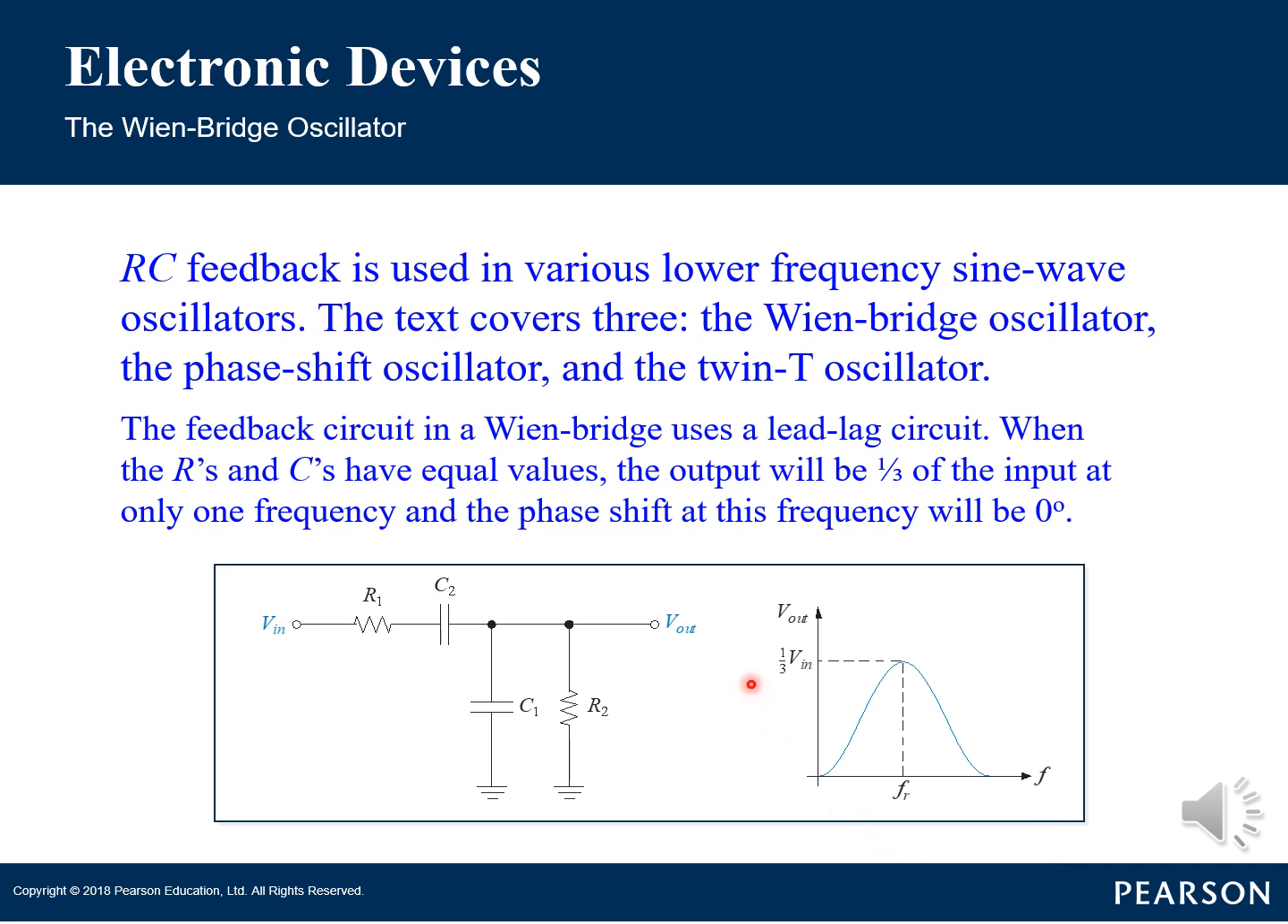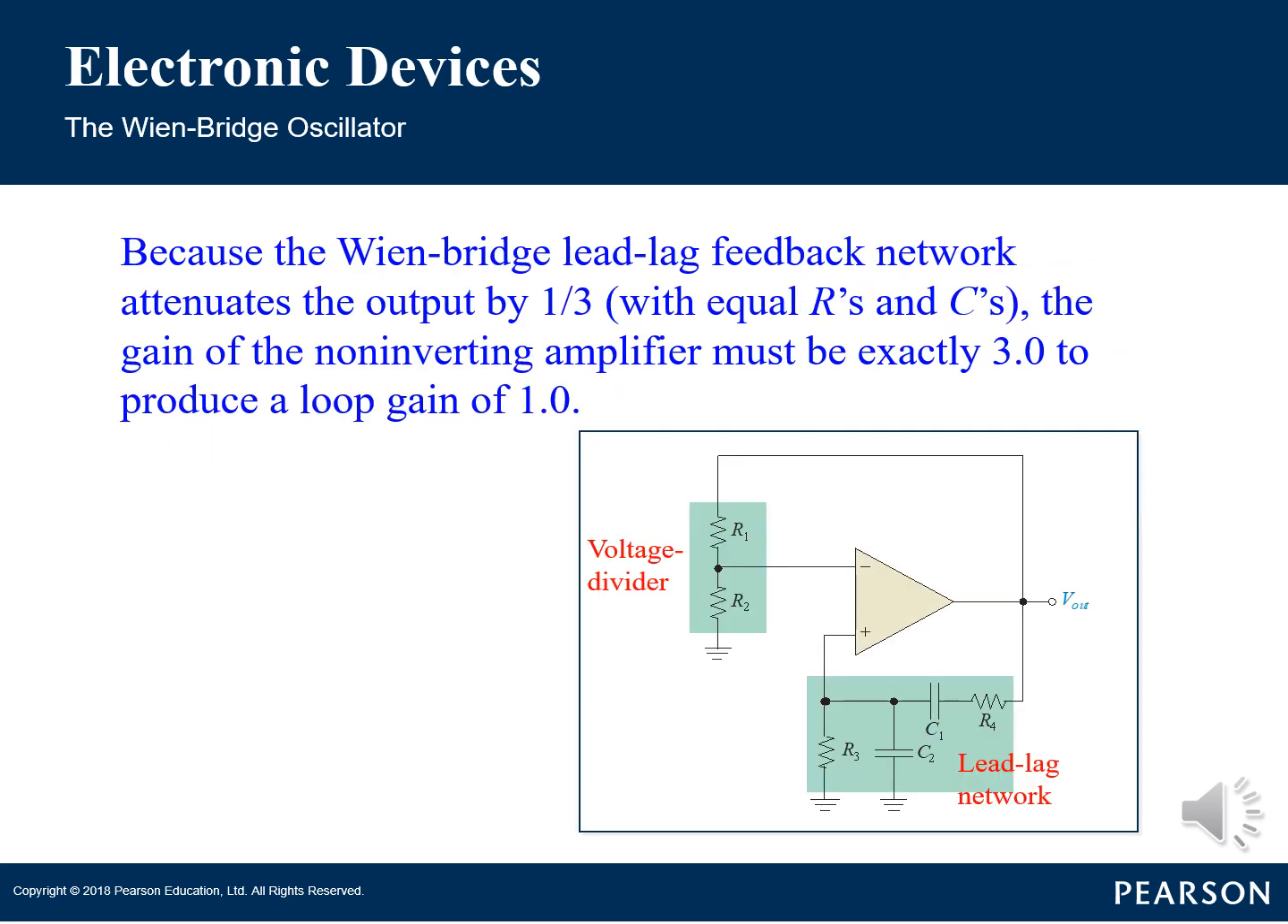When the R's and C's have equal values, the output will be 1/3 of the input at only one frequency, and the phase shift at this frequency will be 0 degrees. The basic circuit of lead-lag is used in the positive feedback loop of an op-amp as shown in the figure. Notice there is a voltage divider used in the negative feedback loop.